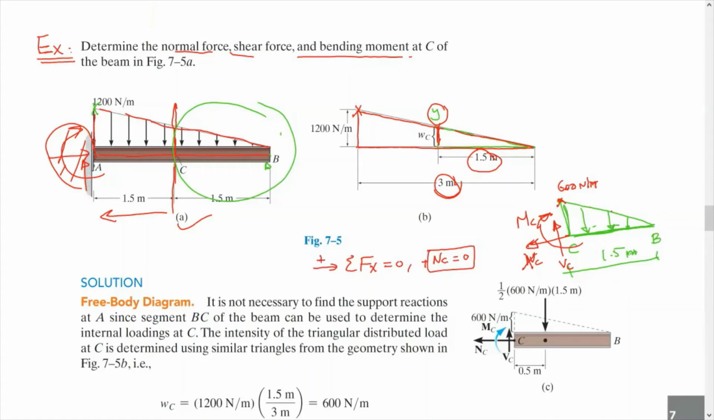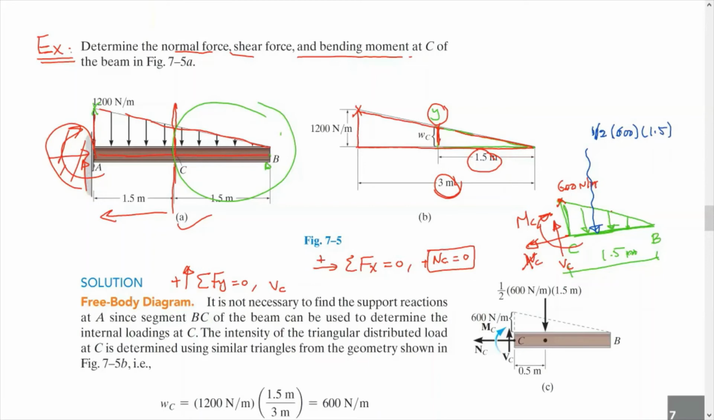If we take the summation of Fy equals 0, assuming it positive upward, we do have VC. What else? We have the resultant force of this distributed load, which is going to be here. The resultant force is the area under the loading diagram, which is a triangle. So this is going to be 1/2 times the height, which is 600, times the base, which is 1.5.